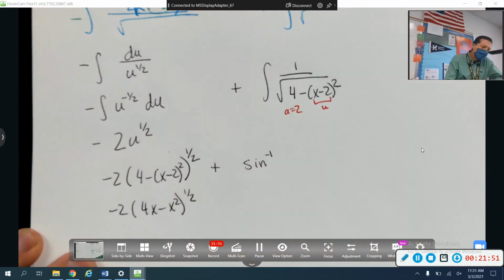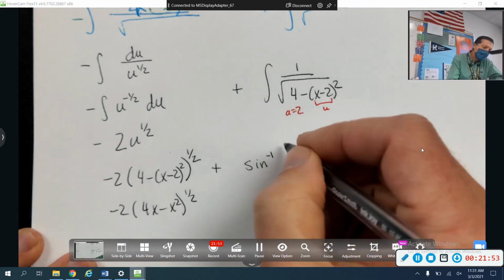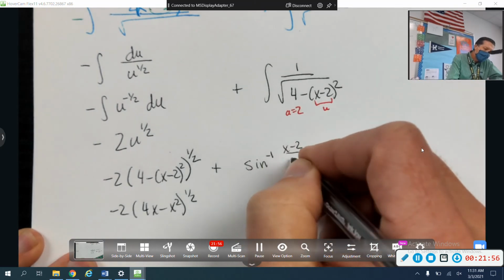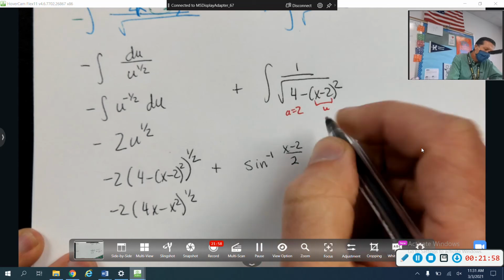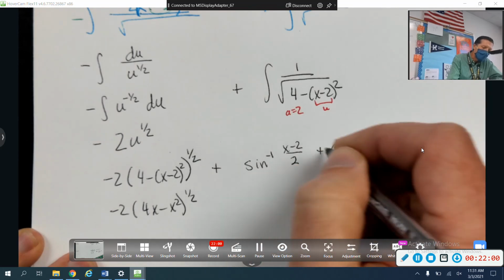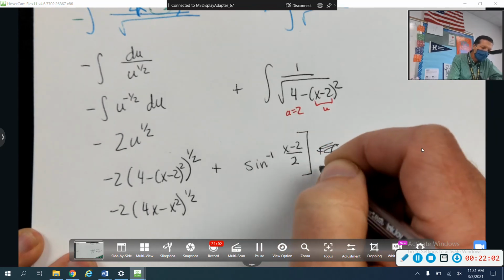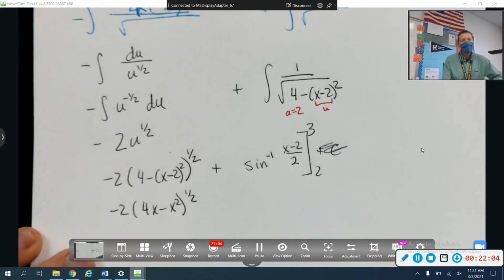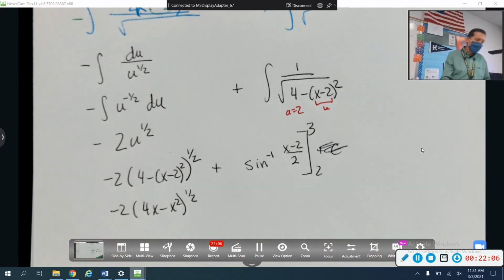Plus inverse sine of u over a. Plus c. Oh, no, not plus c, because this had limits on it way back there. I got lazy and dropped them, knowing I'd put them on at the end, and then nearly forgot them at the end. So that's the last thing about this problem.